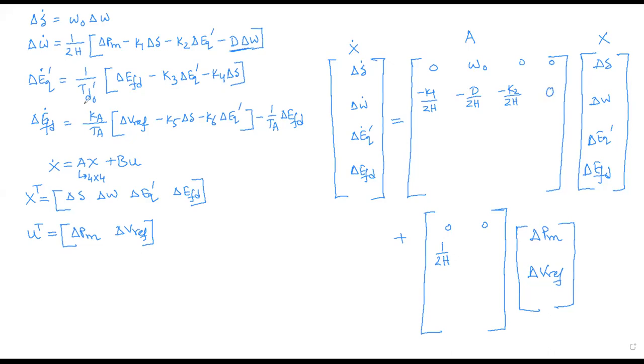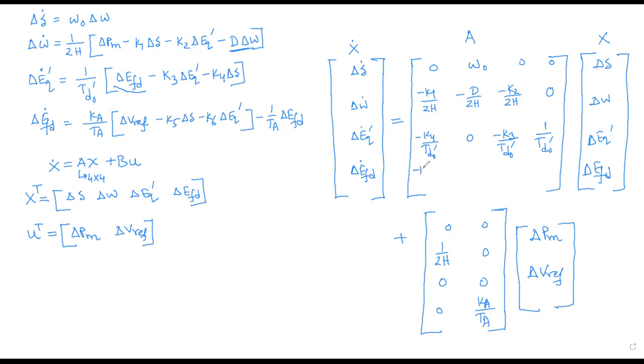Del EQ prime dot is minus K4 over TDO prime del delta. There is no del omega. There is del EQ prime, that is minus K3 over TDO prime, and there is 1 over TDO prime into delta EFD, this one. Delta EFD dot, this is the last one. Okay, so here we don't have any of these inputs. So the final one, KA by TA del VREF.